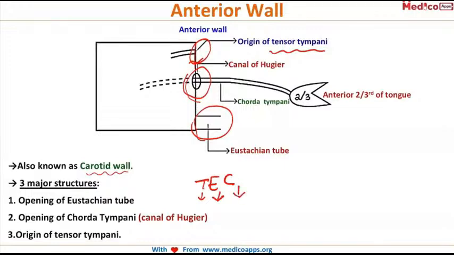Now, chorda tympani goes through the canal of Huguier. Please remember this name. Canal of Huguier helps in passage of the chorda tympani nerve.